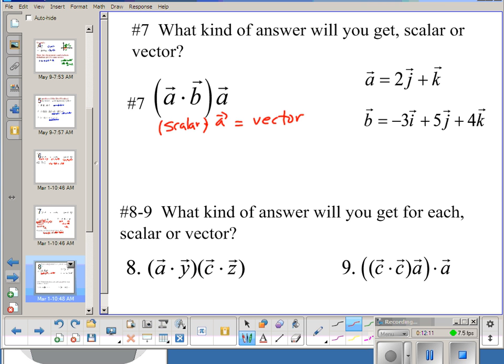Or we'll just say we get a vector. I'll leave this for you because this is part of your homework. What kind of answers would you get for 8 and 9? If you want, pause the video, see if you can come up with the answer.